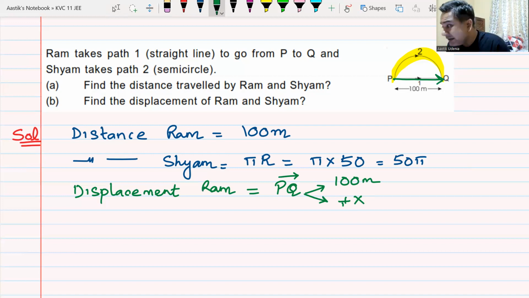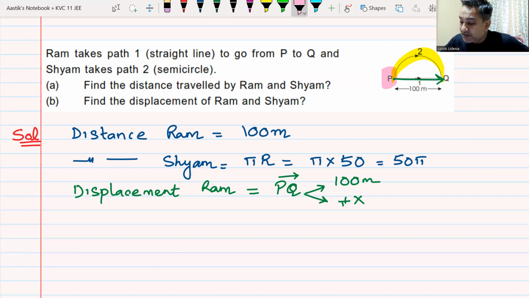What about Sham? Is the displacement same or different? Different, sir. So what is the displacement of Sham? 100 meters, sir, along the plus x-axis. Same or different? Same as Ram, sir.